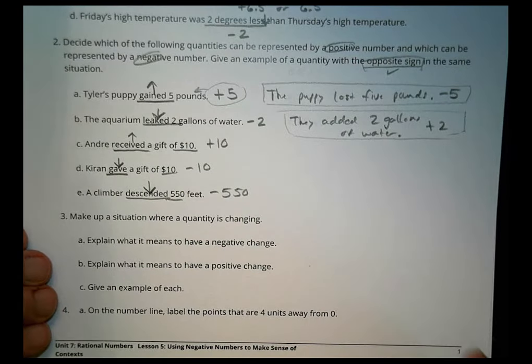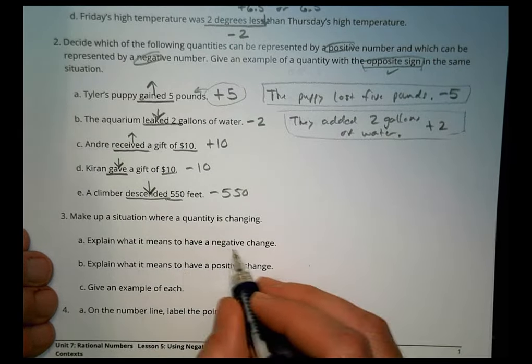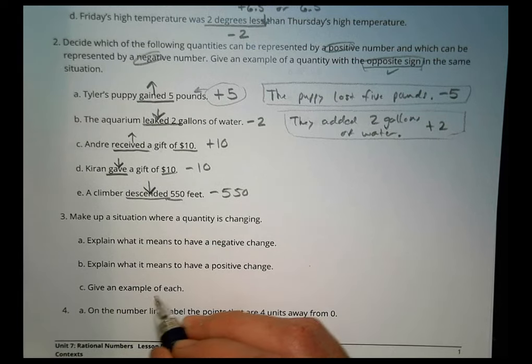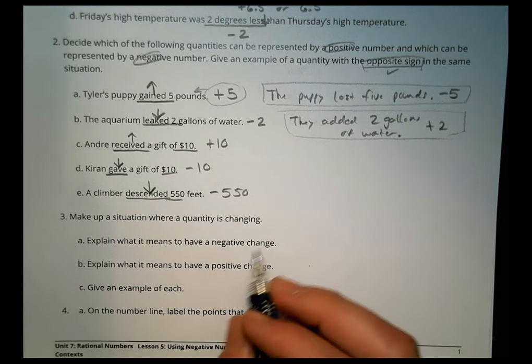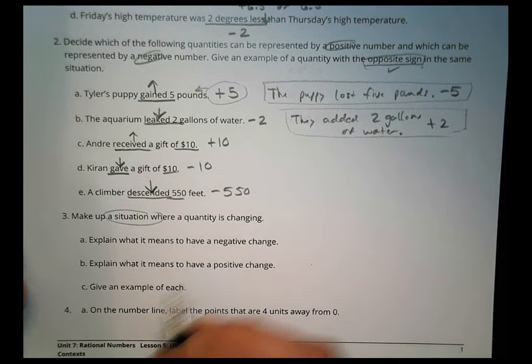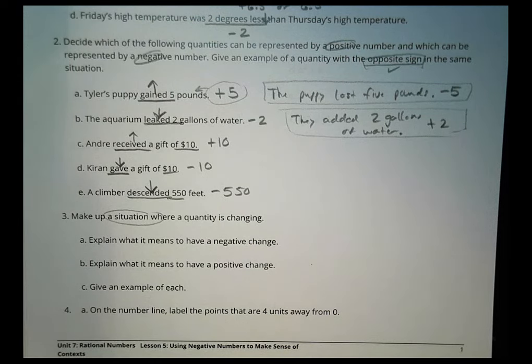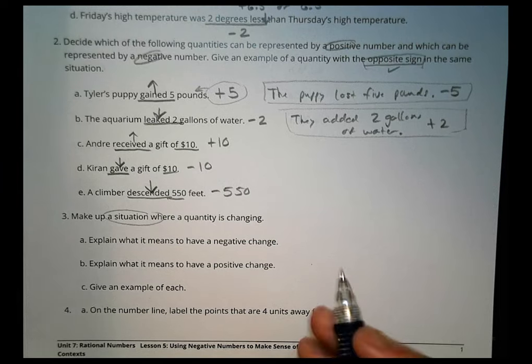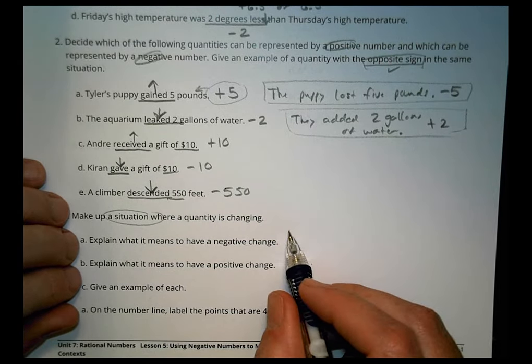Alright, make up a situation where quantity is changing. Explain what it means to have a negative change, a positive change, and give an example of each. So you just need to think of a situation where there's a change. So you can think about going to the store, you can think about buying something, selling something. Maybe you are having a candy sale at school, right? And you have a box of chocolate. I know the kids in my school are selling chocolate right now.